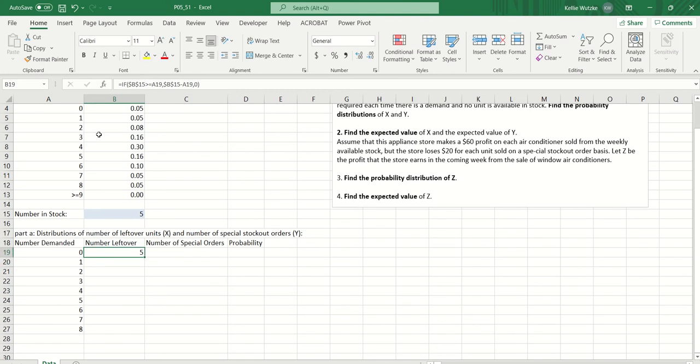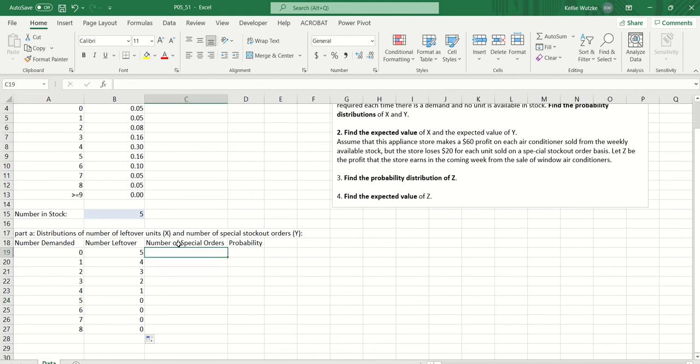Okay, so let's see if this formula works. I'm going to hover over the cell, get my little cross, and drag this formula down. Okay, this makes sense, right? Up to 4 demanded, I have 1 left in stock, and if I demand 5, I have none left in stock, and any more than 5, I also have none left in stock.